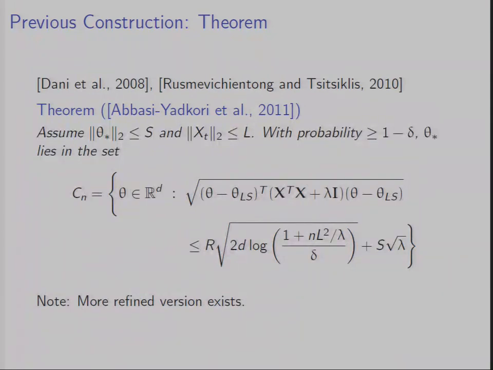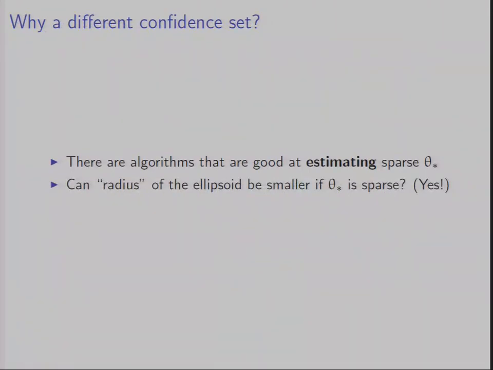All right. Now, what we are trying to do here is basically derive confidence sets for the situations where theta star is sparse. Now, we know that there are algorithms that are good at estimating theta star if it is sparse, but they only do point estimation, so they just spit out one estimate. But the question is, can you actually give me a confidence set for them? And is the ellipsoid going to be smaller because of that? And we actually show that yes, it is going to be smaller.